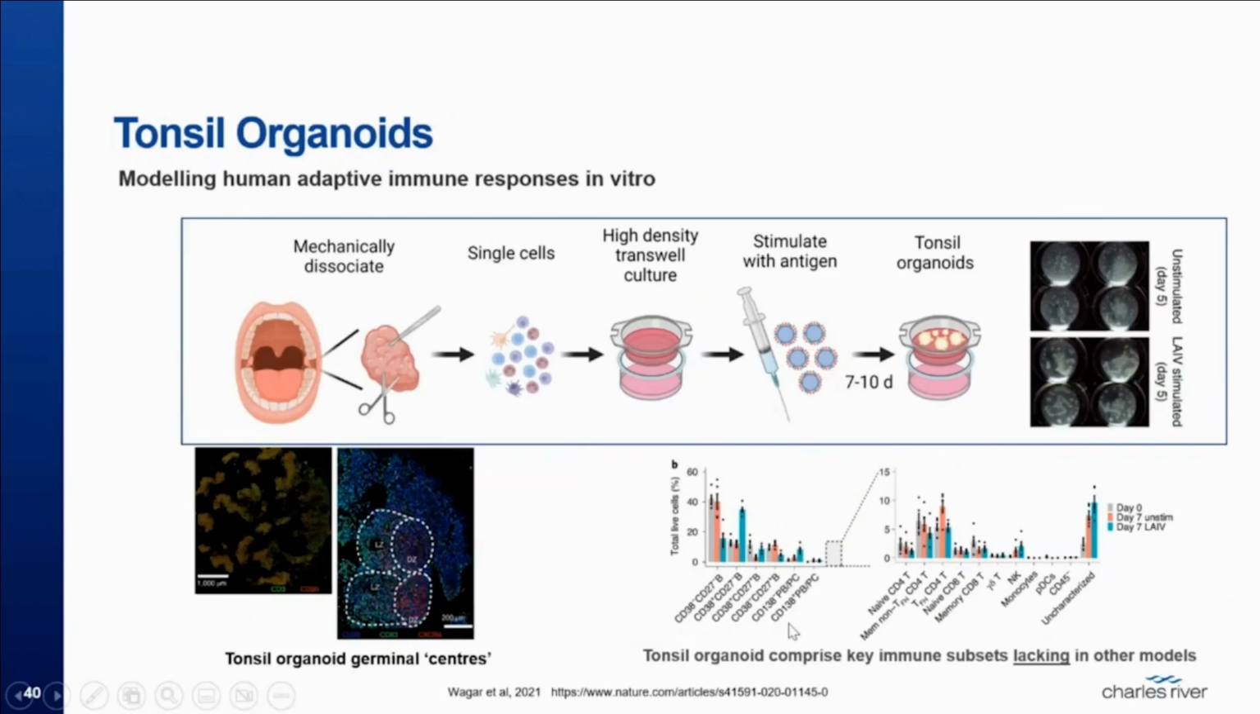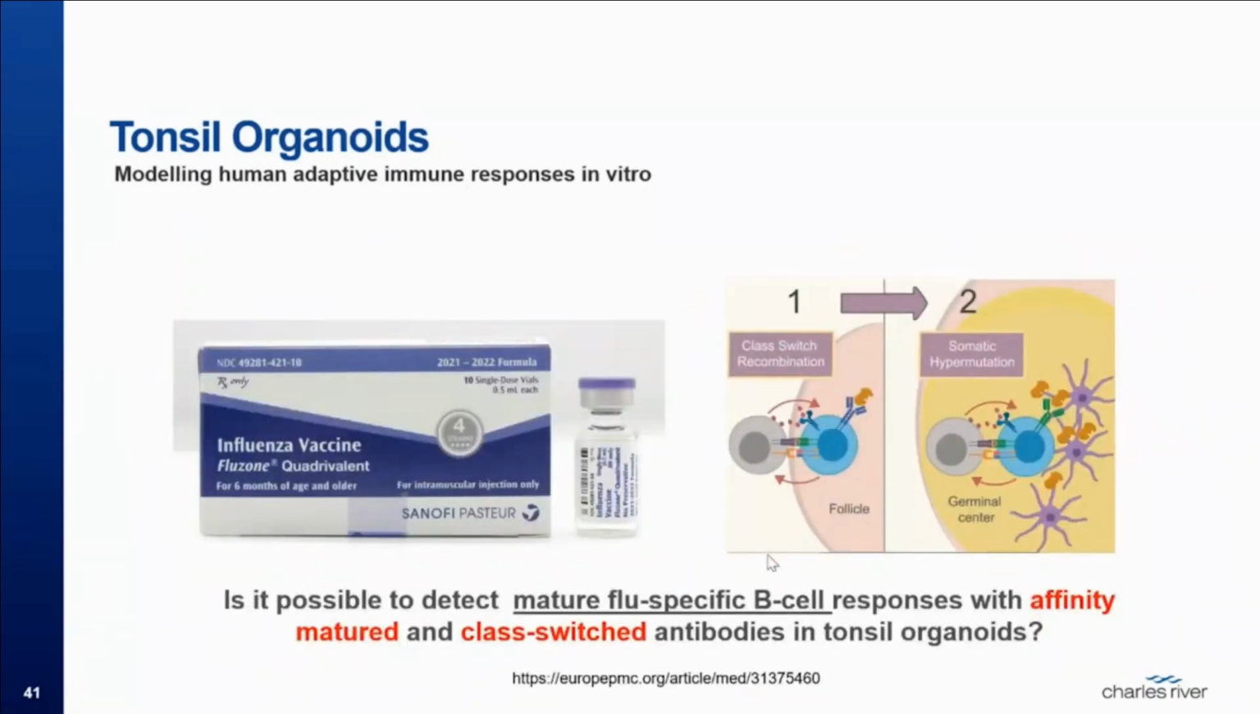What's also interesting is that those tonsil organoids also comprise many of the key immune subsets that you need to mimic what happens in the germinal center and which are lacking in other models. So for instance, in this particular example, you can see many different subsets of B cells, and they're all really important to include in your cultures. So building on that work, we wanted to know whether we could also see and detect a mature immune response, mature B cell immune response to a standard of care vaccine like the one shown here, and in particular a flu vaccine.